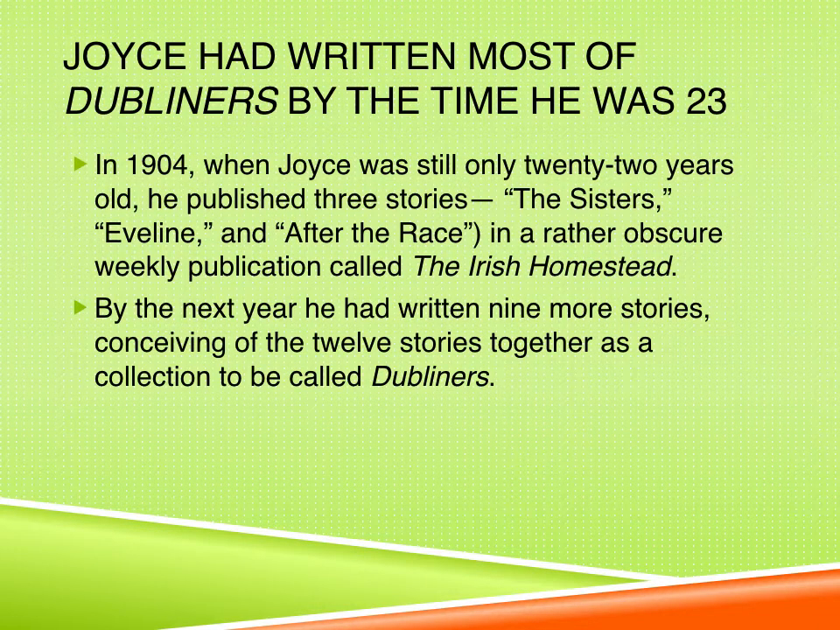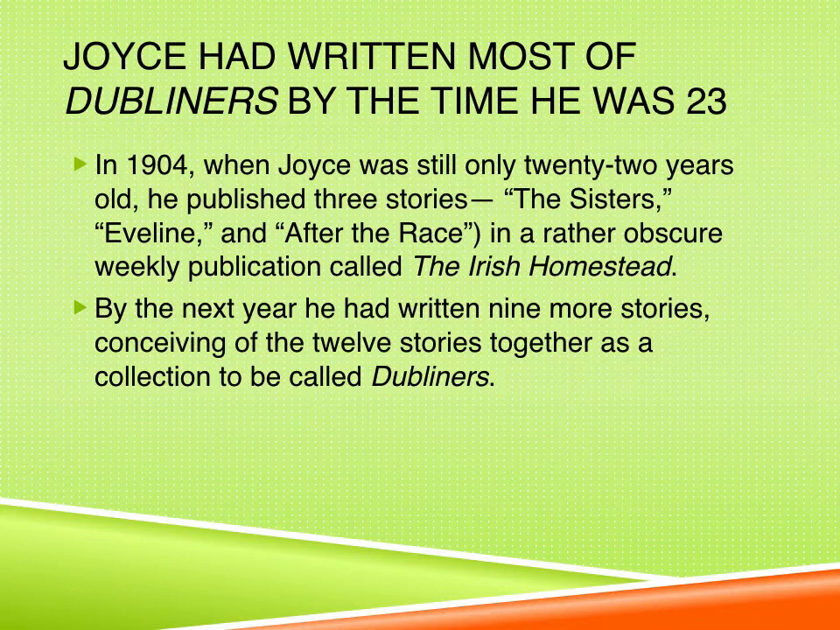So Joyce had already written 12 out of 15 stories of Dubliners by the time he was 23. And like we've mentioned before, he was a really good writer, but he hadn't yet developed his modernist style completely writing these stories. That's something that really developed later on, and especially we can see that in The Dead. When we discuss it, we're going to talk about that.